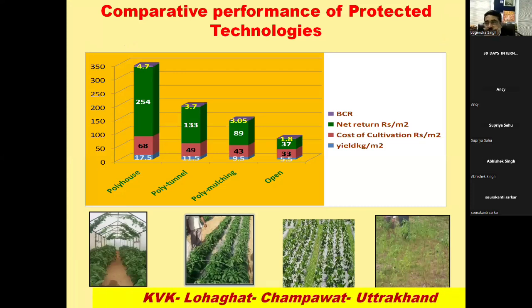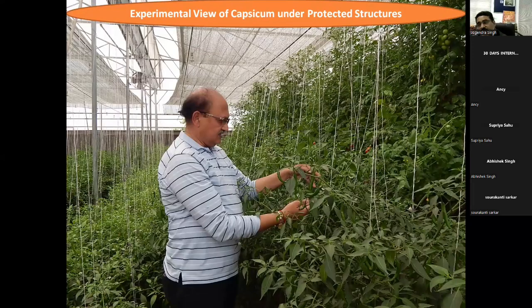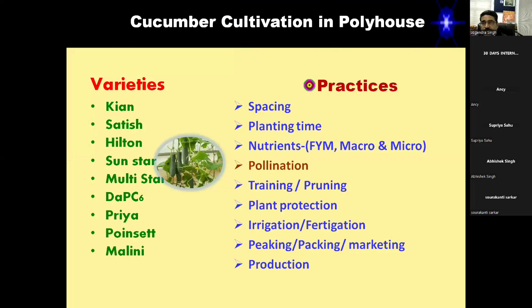We can see the growth development and also the yield potential and income potential. So we have received more potential and more income in the greenhouse and polyhouse, because the polyhouse is more beneficial for vegetable crops. You can say we can also grow virus-free seed production of capsicum, chili and others. So the third, fourth crop is the cucumber.